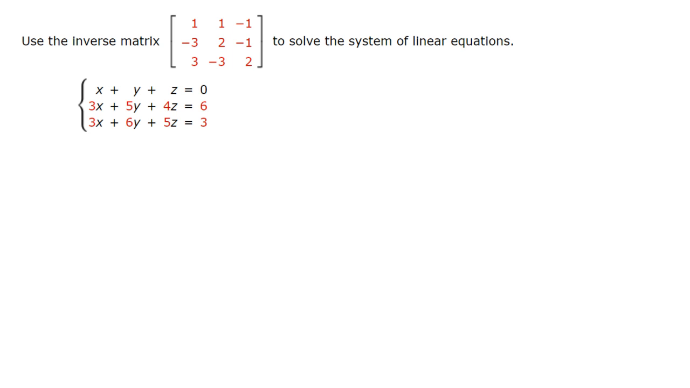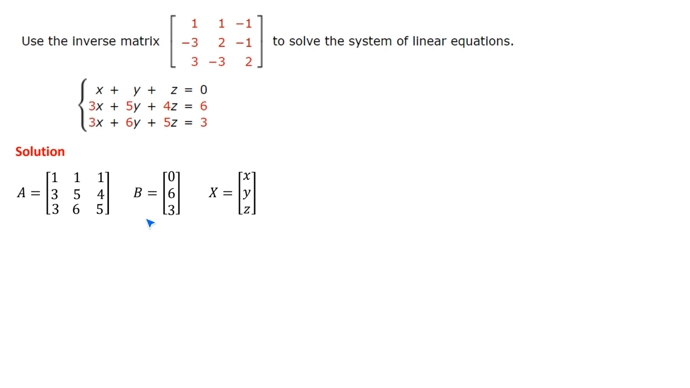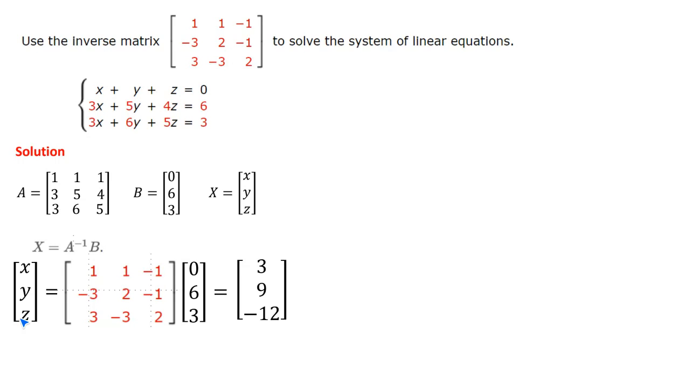Okay, so for this example, it says use the inverse matrix to solve the system. They already gave you the inverse, so we don't have to find it. And so again, we set it up with the equation. We need our A, so we get our A from the coefficients, and then our constants 0, 6, 3, and then x, y, and z. Then we have our formula, x equals A inverse times b. So here's my inverse and then my b.